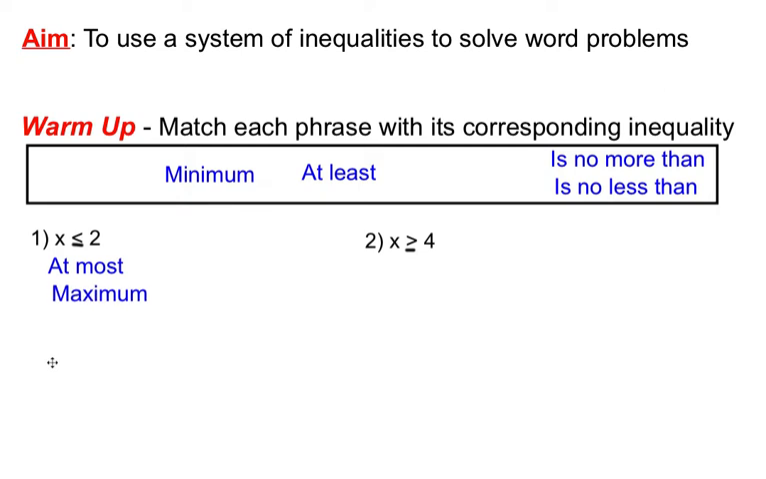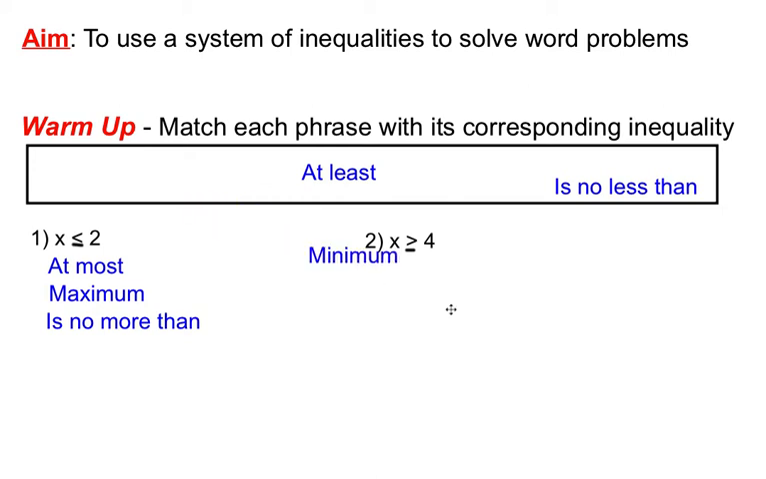And then we have is no more than and is no less than. We can't go above 2, so is no more than actually goes with that inequality. The other three then go with x is greater than or equal to 4. In that second inequality, if x is greater than or equal to 4, that means that the value of x can be 4 or anything above that.